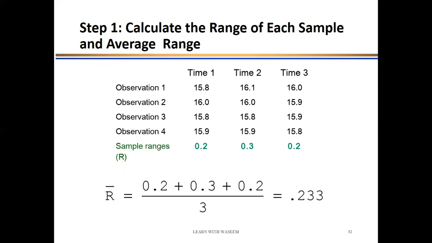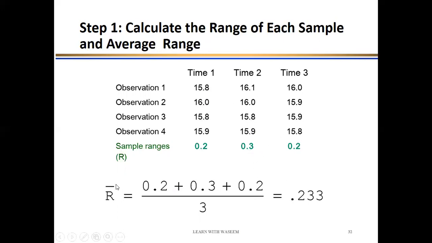Now for the second method, step 1 is to calculate the range. So what is range? Range means highest value minus lowest value. The highest value in this column is 16.0 and the minimum value is 15.8, so 16.0 minus 15.8, its range would be 0.2. Similarly, the maximum value in this column is 16.1 and the minimum one is 15.8, so 16.1 minus 15.8 would be equal to 0.3, and similarly for this.